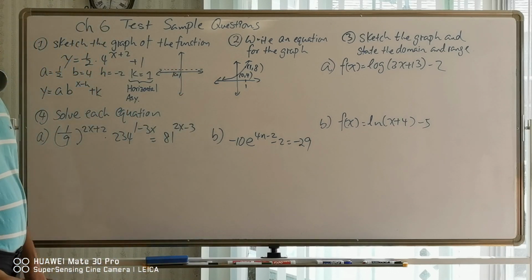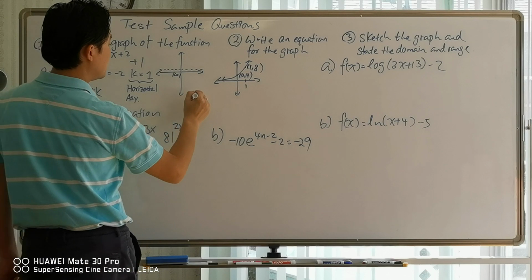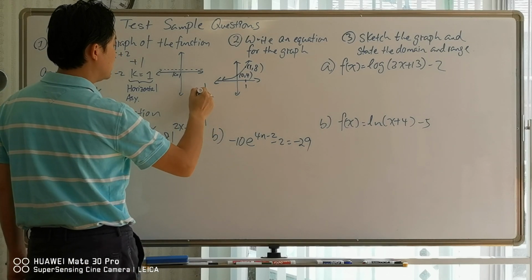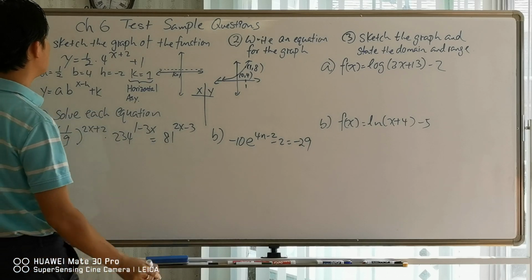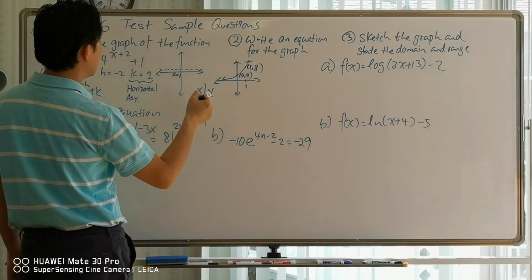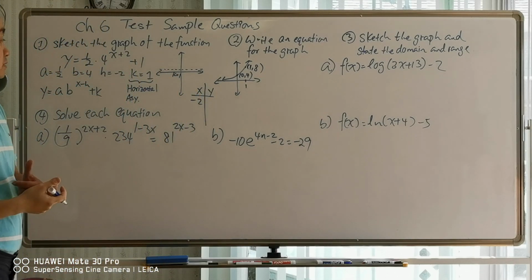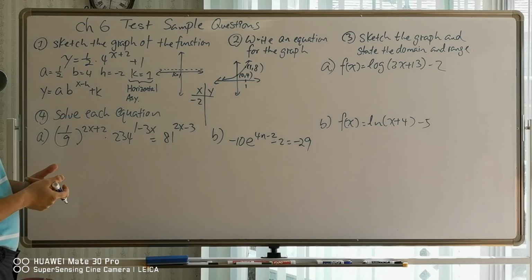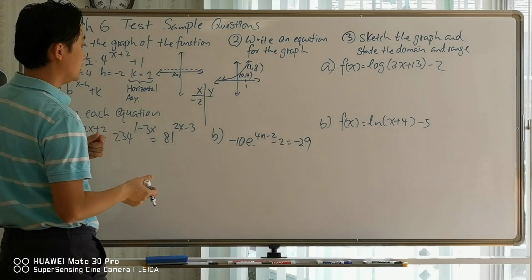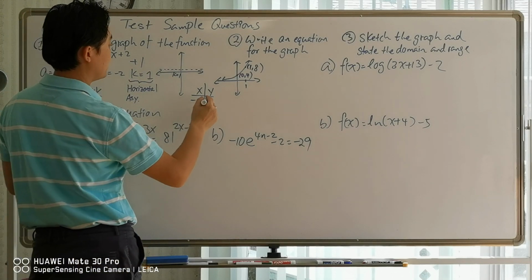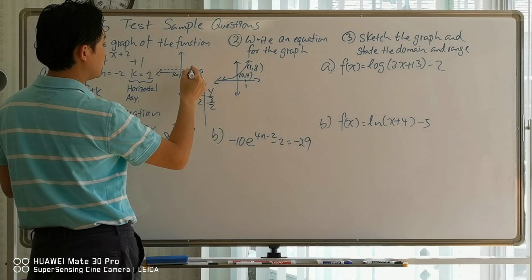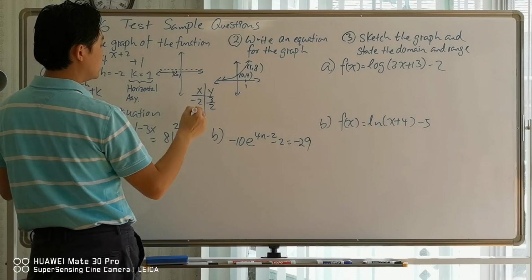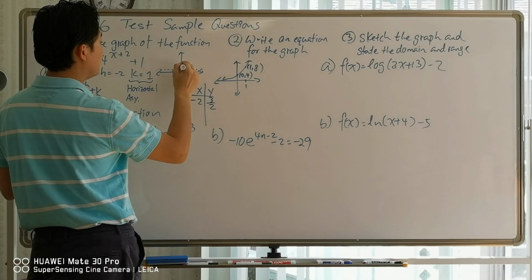Now another thing we need to find is the points. We need at least 2 points, or maybe more. Try to use an easy number, so start with -2, because -2 plus 2 gives you 0. So 4 to the power of 0 is 1. 1 times 1/2 is 1/2. And then 1/2 plus 1 is 3/2. So the point is -2, 1.5. So -2, and then up here, 1.5.